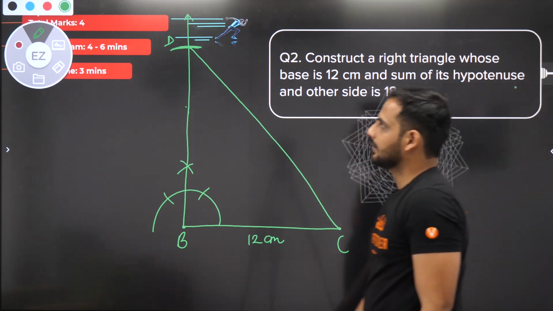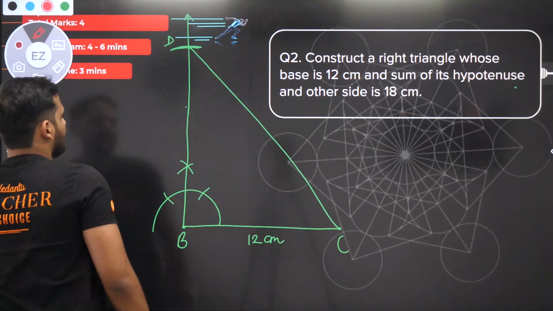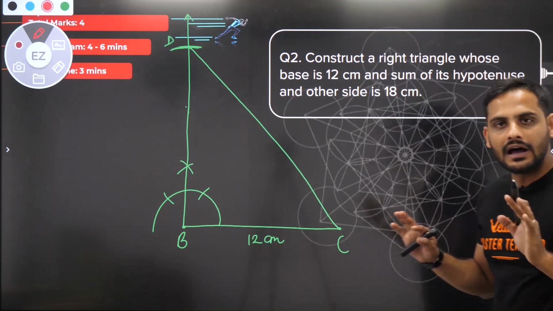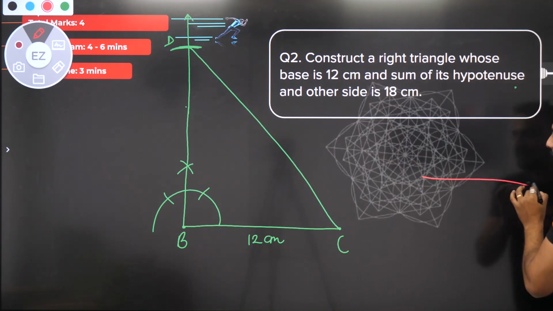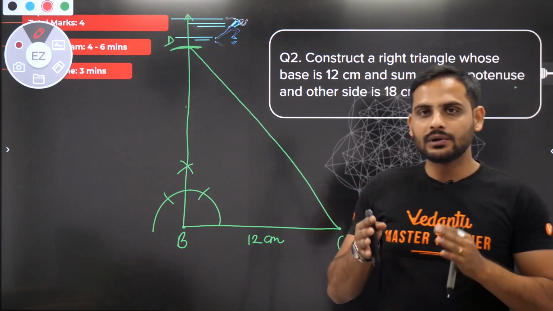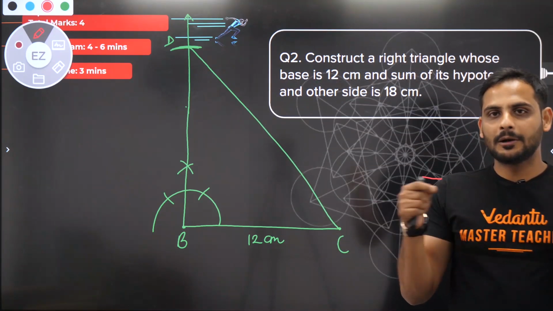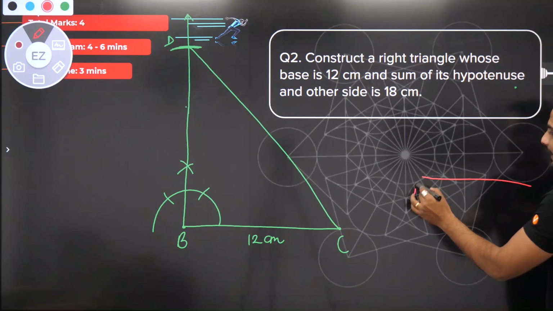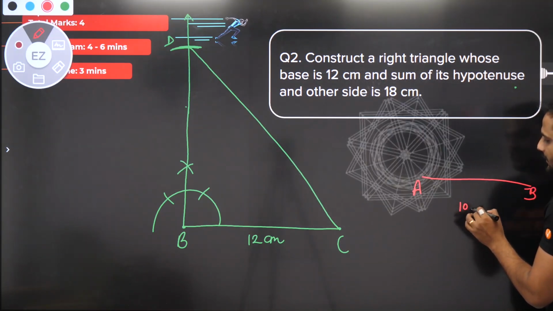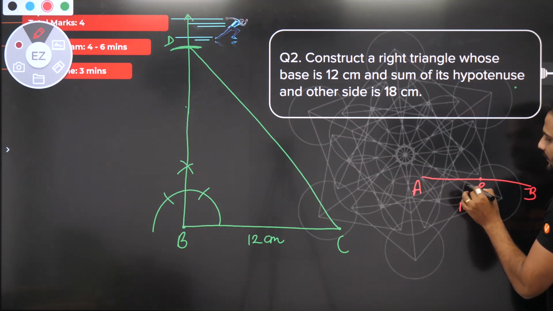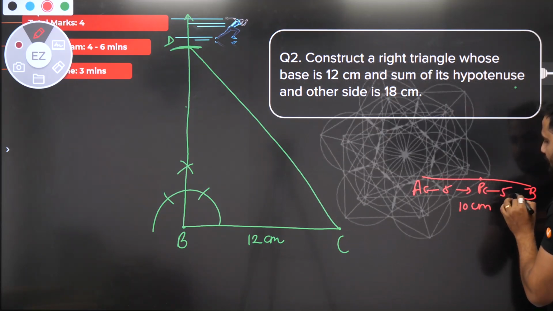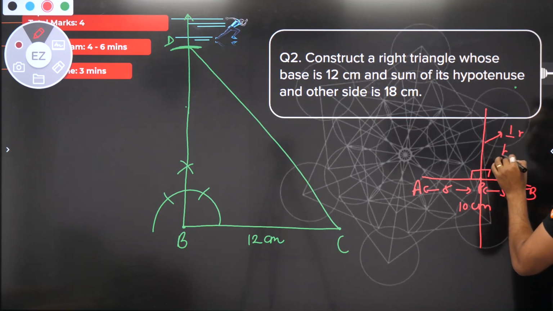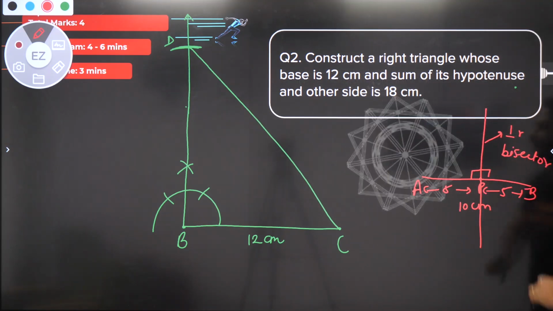Join D with C. Now, after joining D with C, what I want you to do is draw the perpendicular bisector of CD. Now, how do you draw a perpendicular bisector of any line? Perpendicular bisector is a line perpendicular to the given line segment and dividing it into two equal parts. That means, suppose I have a line AB and let's say it is 10 centimeter long, so there will be a point P which is at 5 centimeter, that means the midpoint. At P, if I draw an angle of 90 degree, this will be called a perpendicular bisector.